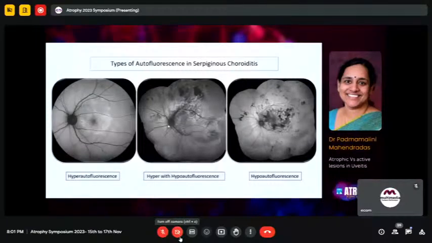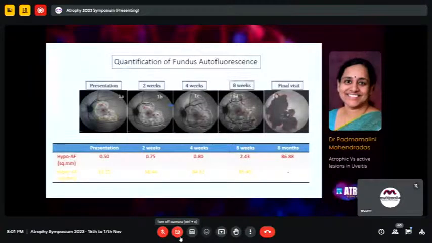In addition to the descriptions, we also have done the quantification of fundus autofluorescence in serpiginous-like choroiditis. Following paradoxical worsening, we stepped up the dose of systemic steroids and immunosuppression, following which we could see the resolution of the choroiditis. So it's depicted as complete hypoautofluorescence, which has been measured in this patient.